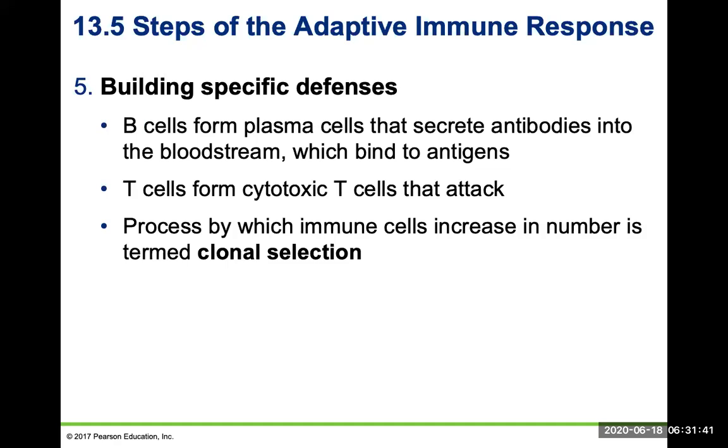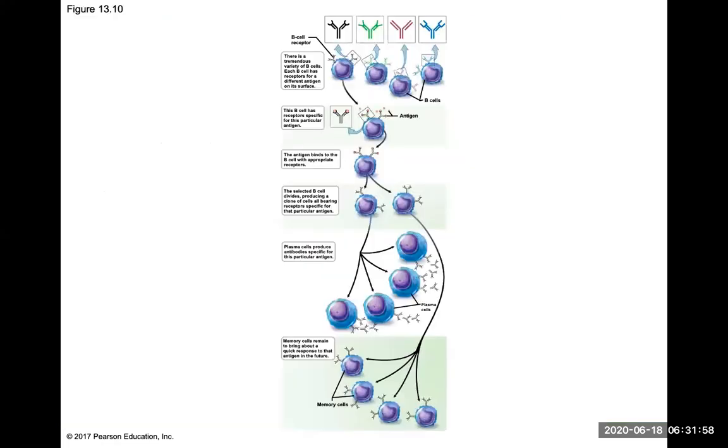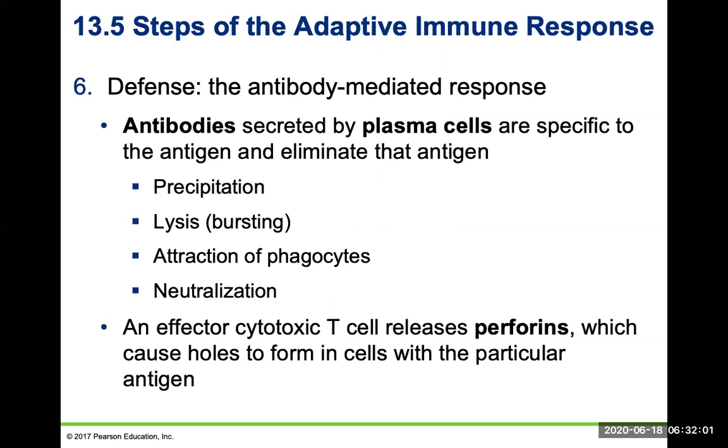Building defenses then, after something foreign has been attacked, B cells form plasma cells that secrete antibodies which bind to antigens. T cells form cytotoxic T cells that attack, and the process by which they increase in number is termed clonal selection, which we just went over. Then the defense is the antibody-mediated response. Antibodies are secreted by plasma cells. They're specific to an antigen, and then they'll eliminate that antigen.